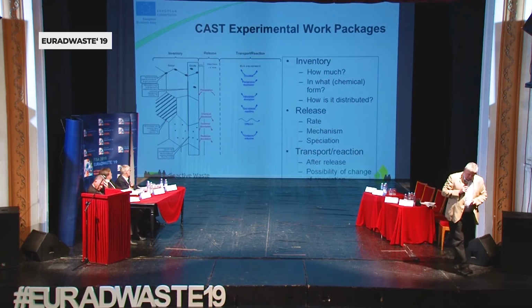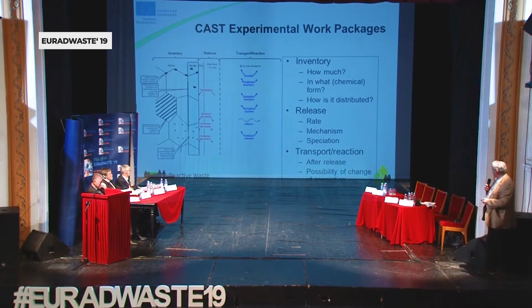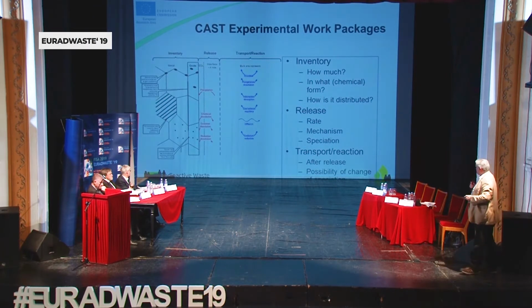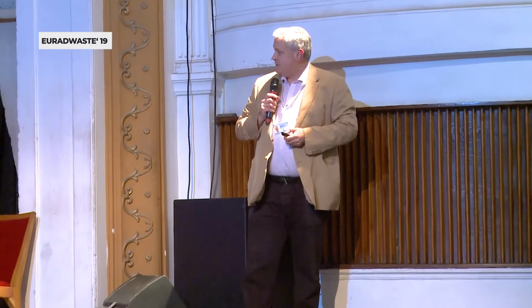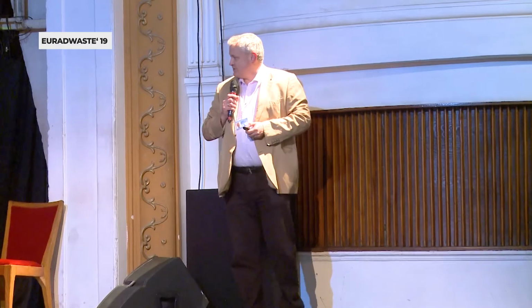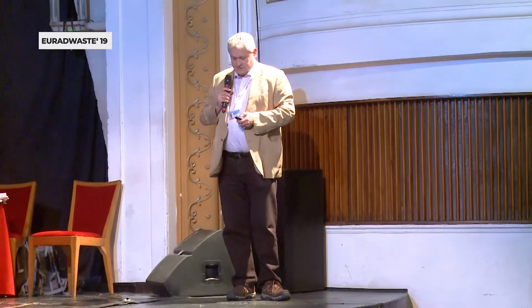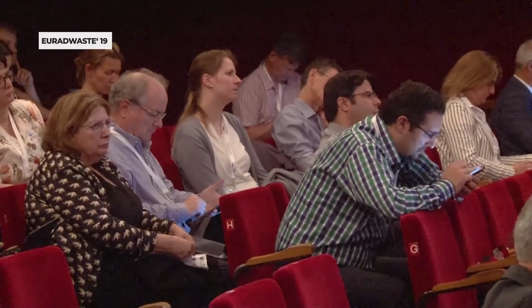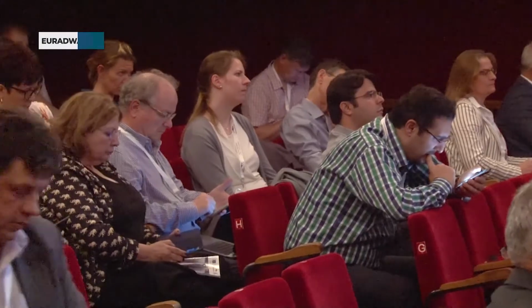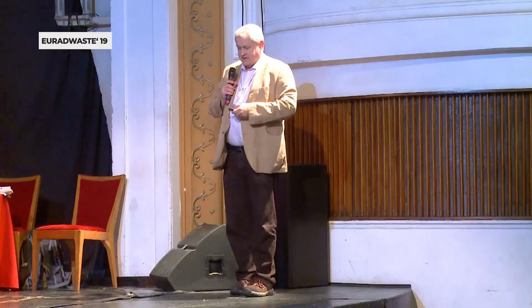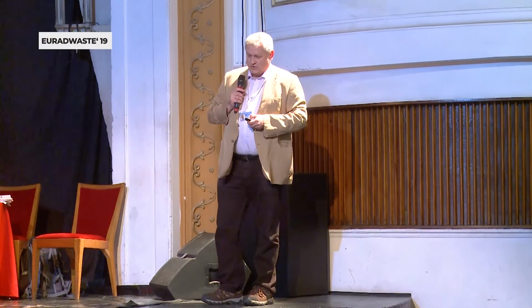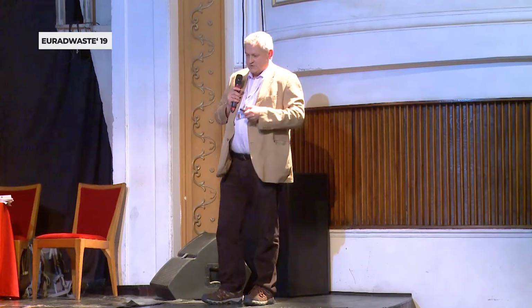So, CAST experimental work packages looked at the inventory of carbon-14: how much, in what form, how is it distributed, how it was released, what's the mechanism of release, what's the speciation of the material that's released, and possible transportation and subsequent reactions. So now I'm going to do a very whistle-stop tour through each of the technical work packages, that's 2, 3, 4, 5, and then a couple of slides on safety assessments and also on the dissemination.